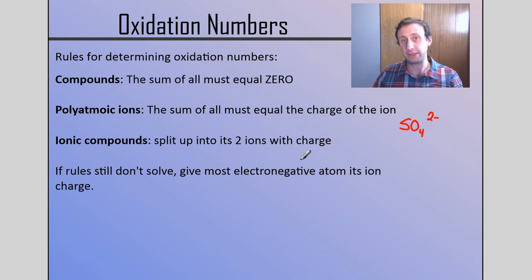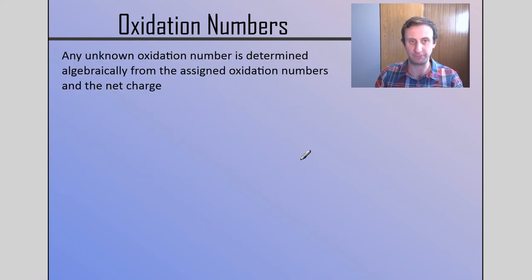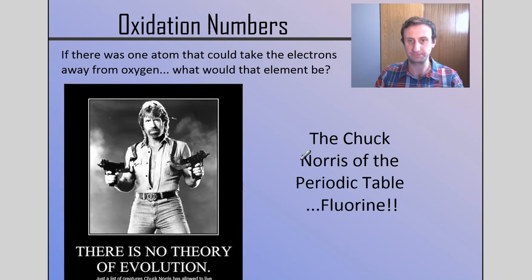If the rules that you learned in the previous slide don't allow you to solve for everything, just give the most electronegative ion or atom its charge, and then from there you can work the rest out, but that doesn't very often happen. Then from there, this ends up being a little bit of an algebra problem where you're trying to solve for the unknown atom oxidation numbers based on what you know the total is and what you know for hydrogen and oxygen.